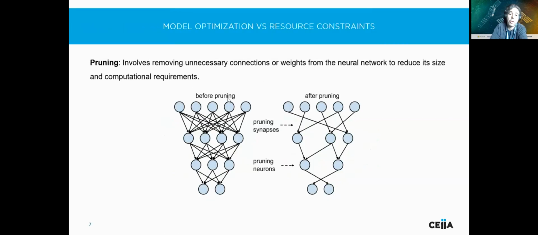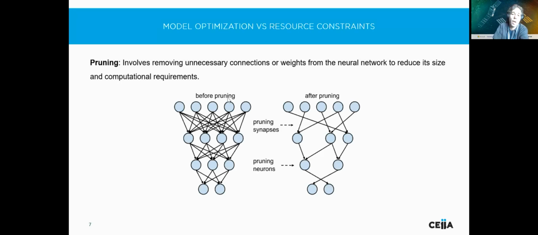Since not all weights in a neural network are equally important, pruning methods involve removing unnecessary connections from the neural network to reduce its size and computational requirements. Pruning methods identify and remove less important weights based on their magnitude or sensitivity to network output. However, careful pruning strategies are necessary to minimize the impact on accuracy.